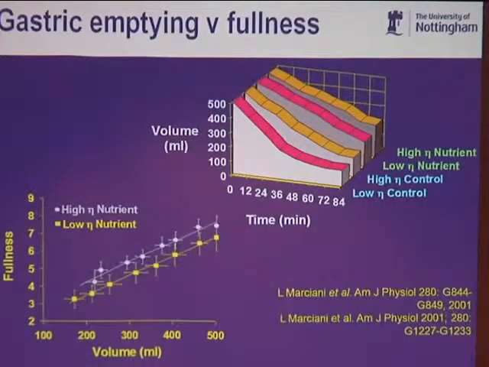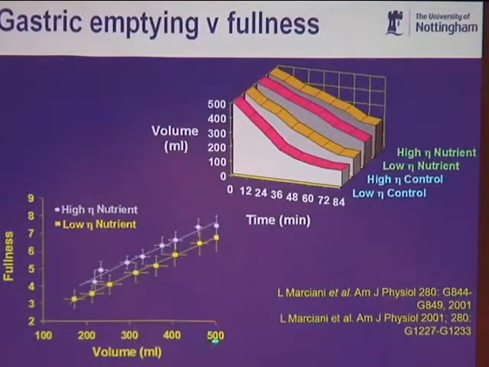Nutrient meals empty slower because there are feedback loops from your stomach to your brain, from the small bowel to the brain, slowing down gastric emptying. But also low viscosity meals, which are in pink here, empty faster than high viscosity meals, which are in orange here. And this graph here, speaking as a physicist, is one of the most amazing bits of data I've ever got in my career. I never really believed I'd see anything like this.